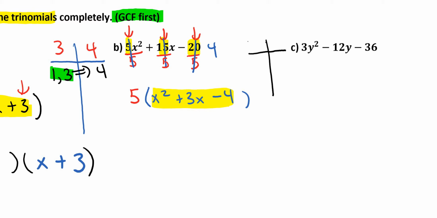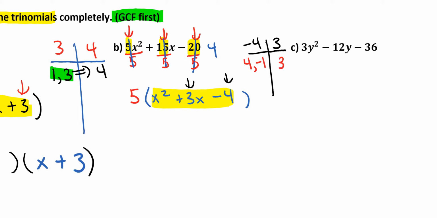So on my table, I need my last number, which is negative 4, and my middle number, which is positive 3. And I need two numbers that multiply to negative 4, and those two numbers need to combine to positive 3. So the numbers that I'm thinking are 4 and negative 1. So 4 times negative 1 is negative 4, and 4 minus 1 is 3.